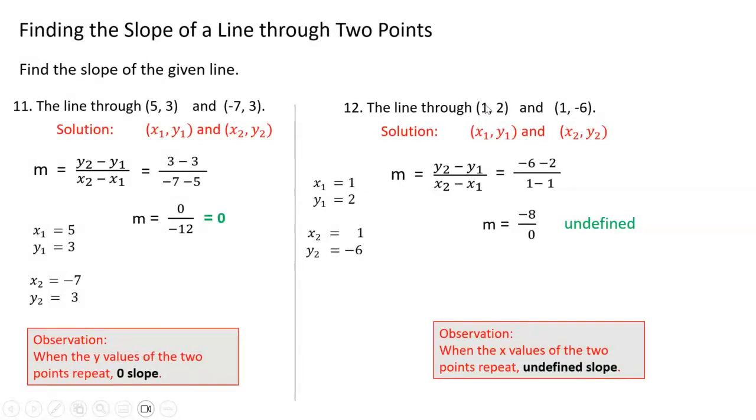It's always good to observe the two points first, and then you look at the x values and you look at the y values. If the x values repeat, it's going to be undefined slope, and if the y values repeat, it's going to be 0 slope, and if nothing repeats, actually you're going to get a slope, either positive or negative.